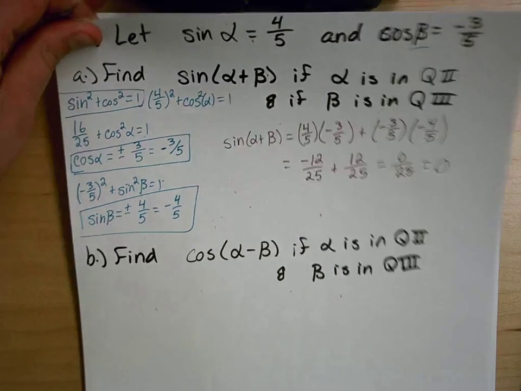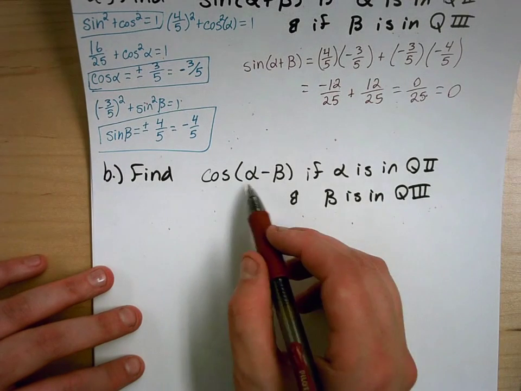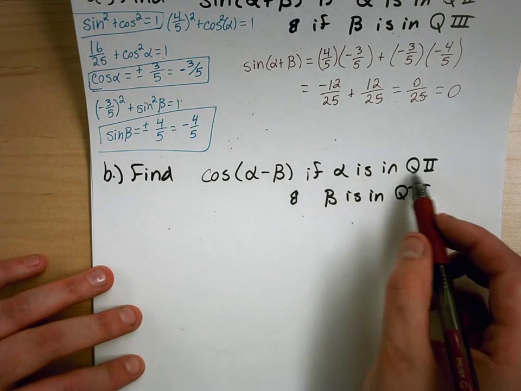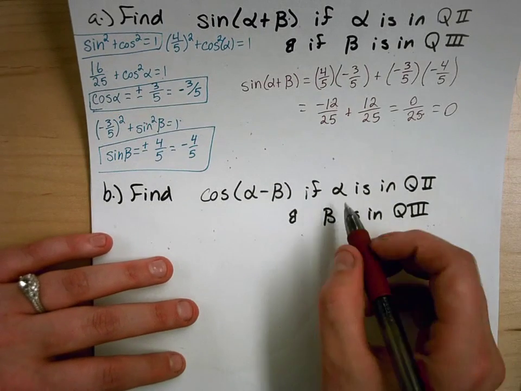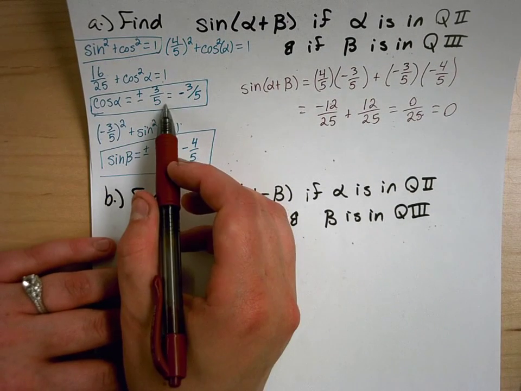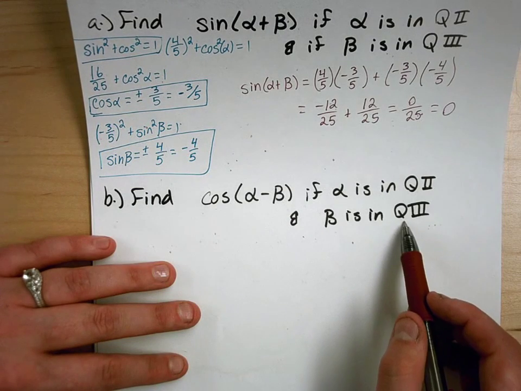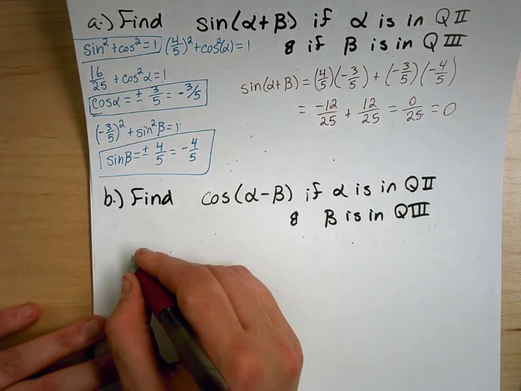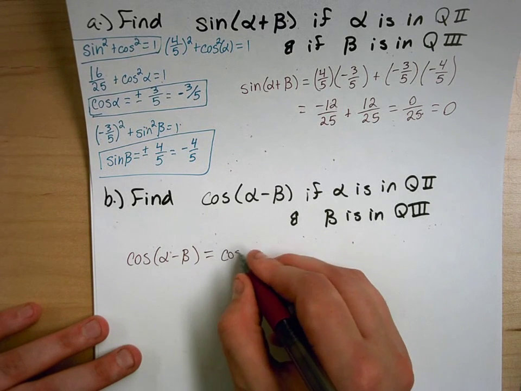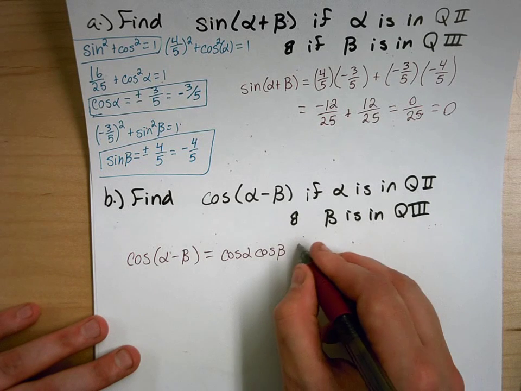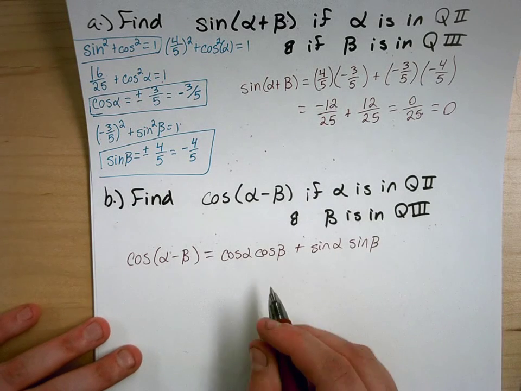All right, so now when I work out finding cosine of alpha minus beta, if alpha is in quadrant 2 and if beta is in quadrant 3, well, I already know my cosine of alpha and I already know my sine of beta, so I just need to plug and chug. So since cosine of alpha minus beta, I'll just rewrite the formula here for you, is cosine alpha cosine beta plus sine alpha sine beta, then I just have to plug and chug.